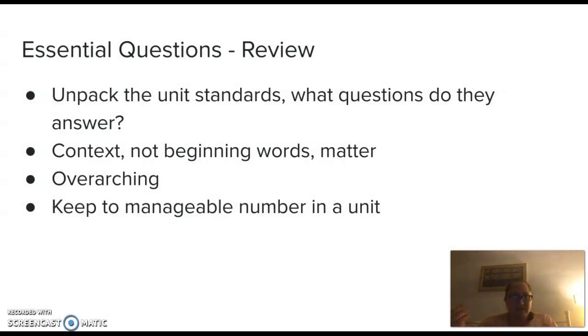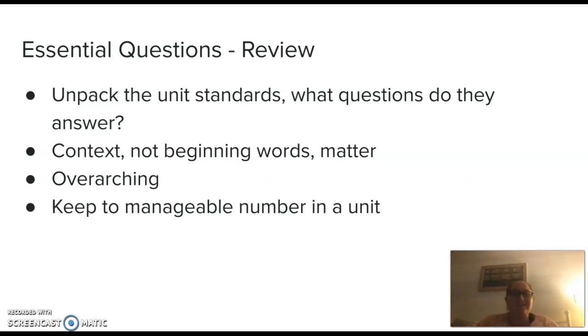So again, I know it's more review. So when you are writing a unit, you unpack the unit standards in the same way you would unpack for a lesson. There are just more of them. But you have to think about what questions do they answer. If you could group some of those, the bulleted items or some of the competencies that you pull out of a standard, what questions would they lead towards? It's important to think about something more overarching, so it's not super targeted, super focused, but it's bigger picture.